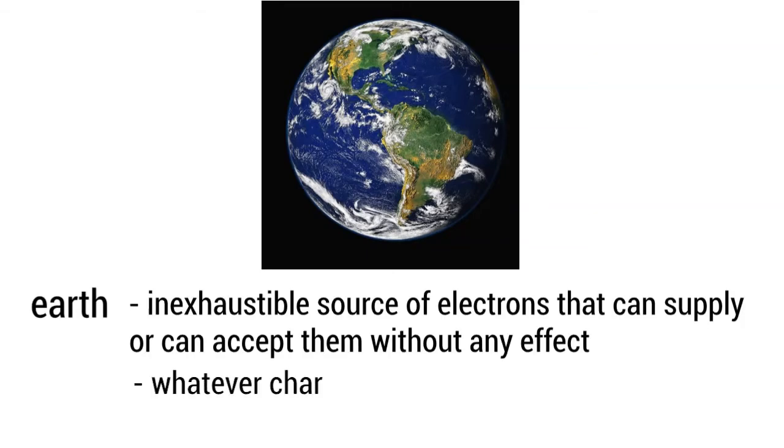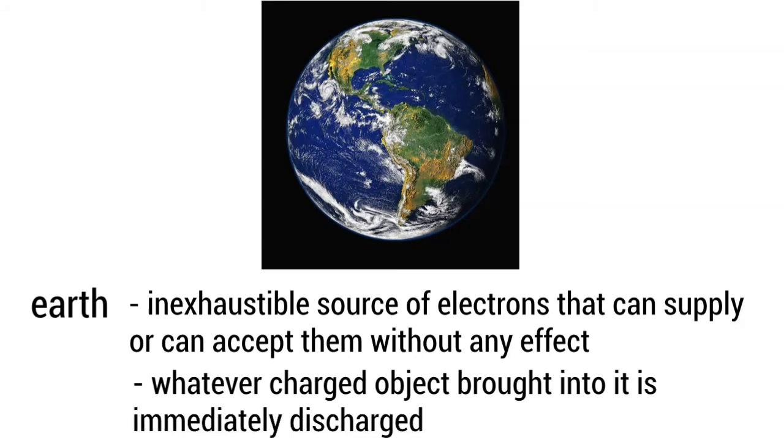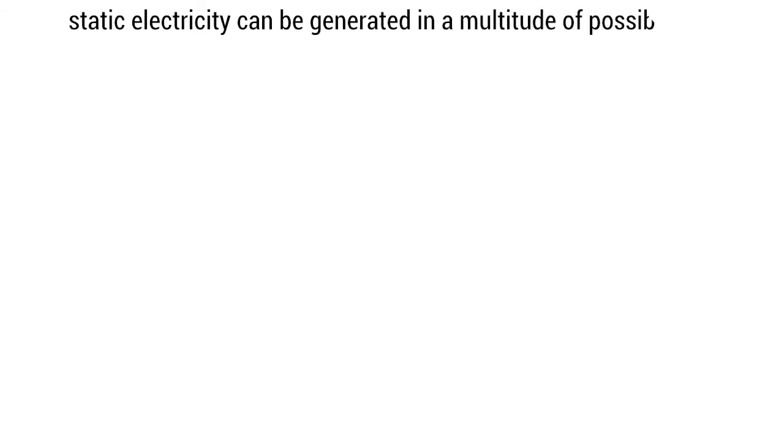One inexhaustible source of electrons that can supply or can accept them without any effect is the Earth. Whatever charged object brought into it is immediately discharged. The simple illustration does not necessarily mean that static electricity can be generated intentionally. For instance, static electricity can be generated in a multitude of possible ways.